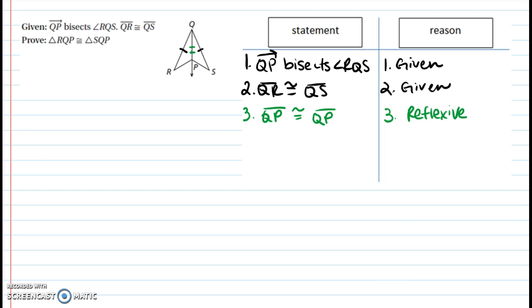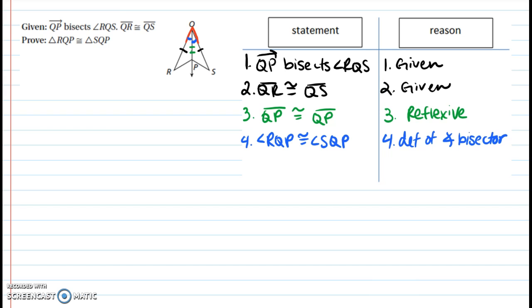Now I'm going to use this information that I got in my given statements that the ray QP actually bisects that angle RQS. So of this entire angle RQS up here, I now know that because that ray QP is bisecting that angle, this angle here and this angle here are actually going to be congruent angles. So I'm going to make sure I name those properly. I'm going to say that angle RQP is going to be congruent to angle SQP. And that's because of the definition of an angle bisector.